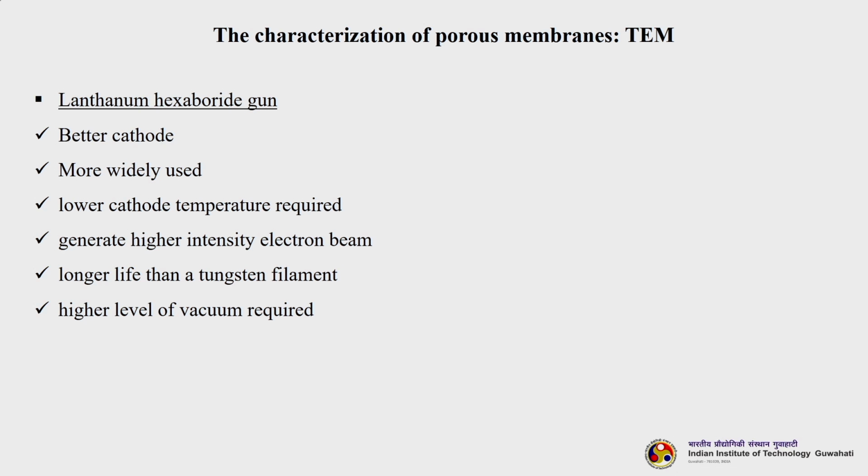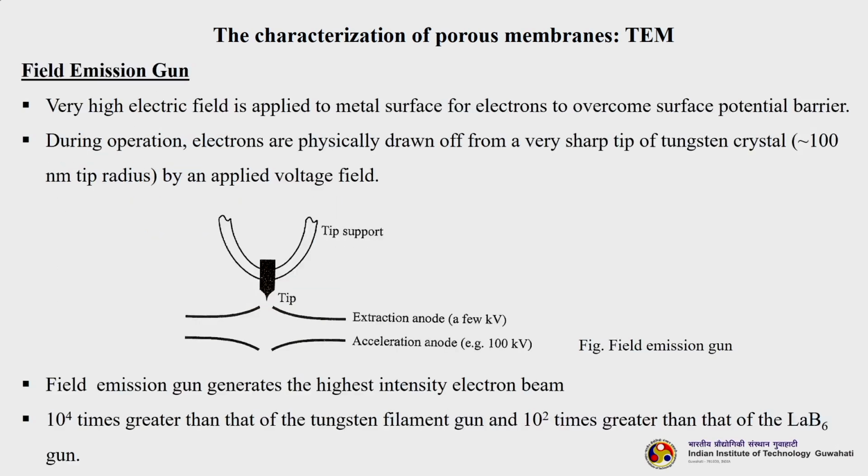These are the characteristic features of the lanthanum hexaboride gun, which is the most widely used. It has a better cathode, and a lower cathode temperature is required, so we do not need very high temperature to generate the electrons. It generates a higher intensity electron beam compared to the other gun type, and has a longer life than a tungsten filament. A tungsten filament needs frequent replacement. Okay, a little disadvantage is that in the case of the lanthanum hexaboride gun a high vacuum level is required.